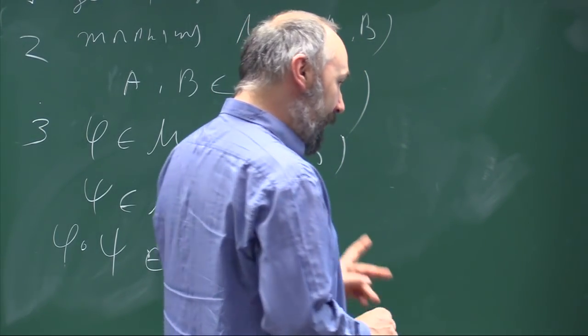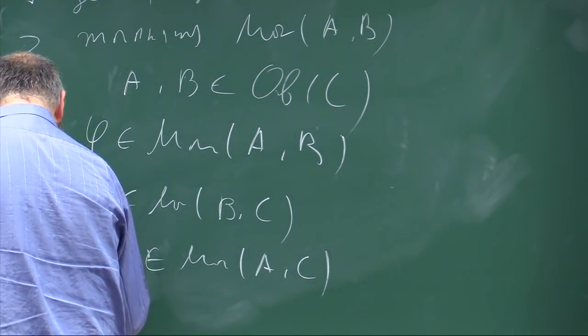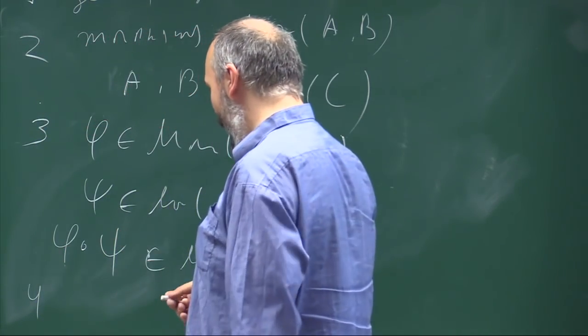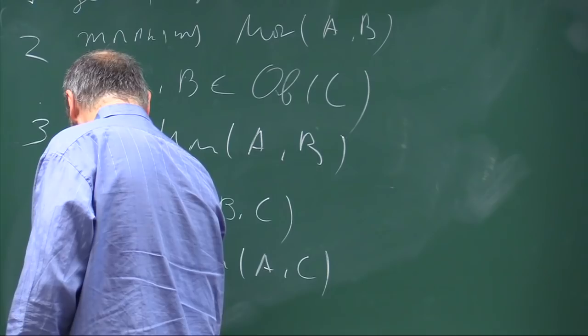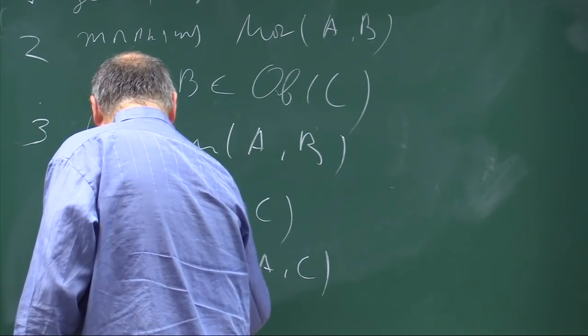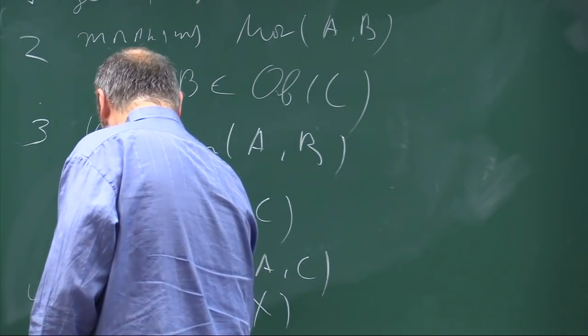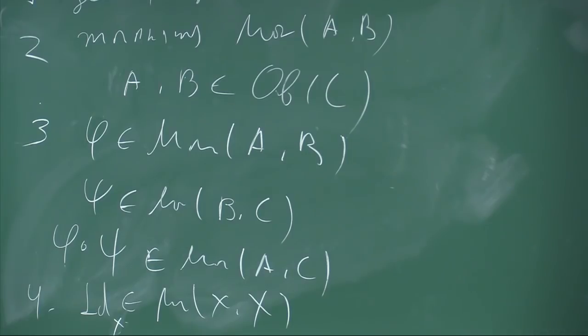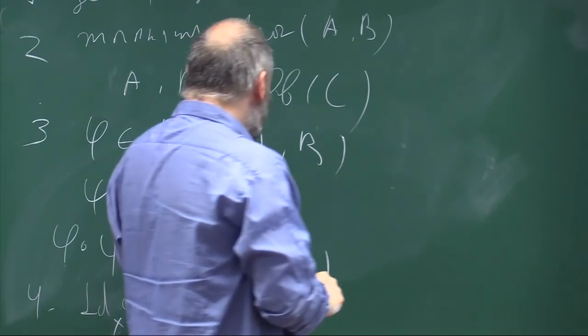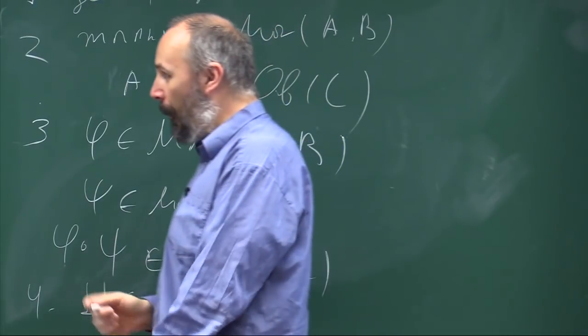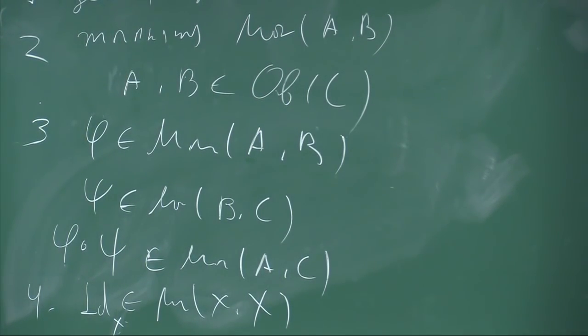Yeah, and there's another piece of data, the identity. There is an exceptional marked element called identity in morphisms from x to x, the identity of x, and axioms, which are also clear. You should think of these as mathematical objects like vector spaces, rings, groups, and these are homomorphisms. The axioms: first, associativity, so phi times psi times rho is equal to phi times psi times rho, associativity of composition.